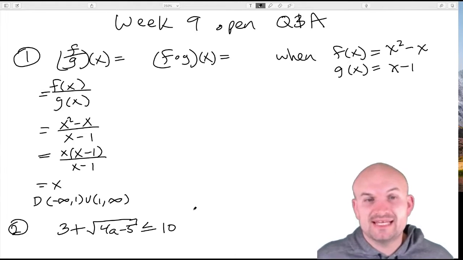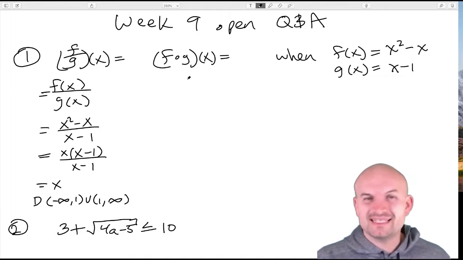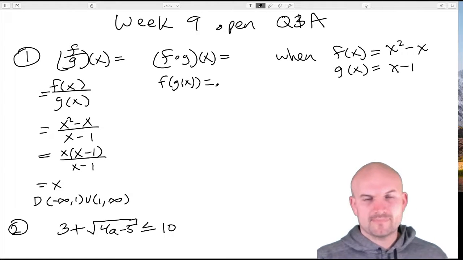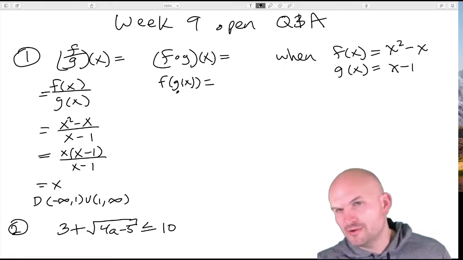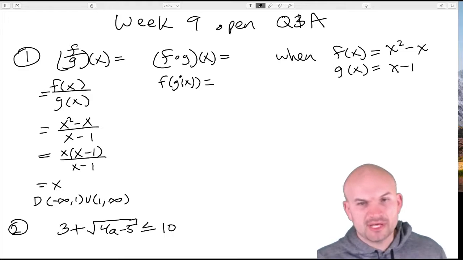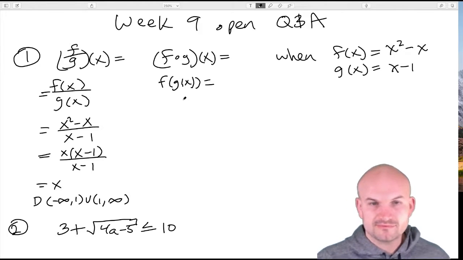The next example is the f of g of x, also known as the composition. So again, what basically that is saying is take the f of x function and plug in g of x. Okay, so that's really all it's asking. Just like if you were to do f of 1 or f of 2, you're going to plug in 2 for x or 1 for x. Well, now you're plugging g of x into f of x. So that's going to look something like this.